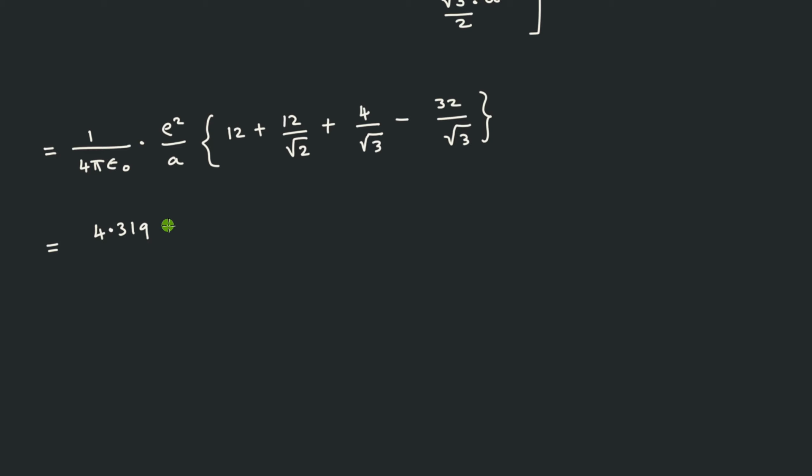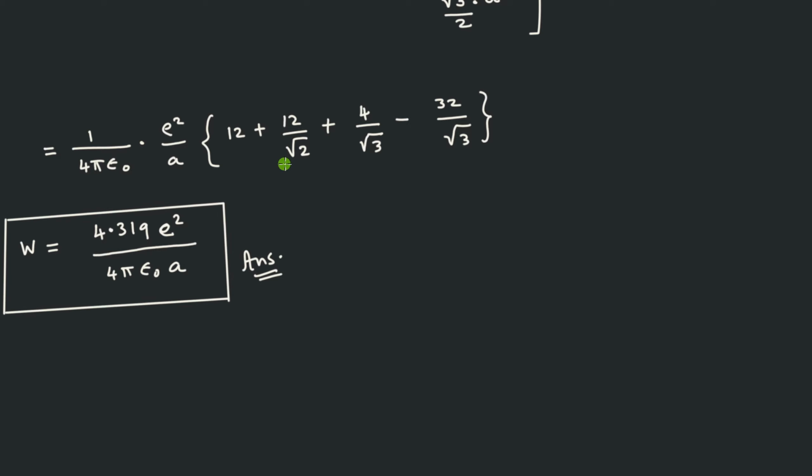So much times multiplied by e square divided by 4 pi epsilon 0 into a. And that's all. So that is W. So whether you are going to simplify it like 4.319 or just leave it as such in the previous step, that doesn't matter. So finally this is the answer. So our conclusion is that the work done happens to be greater than 0.